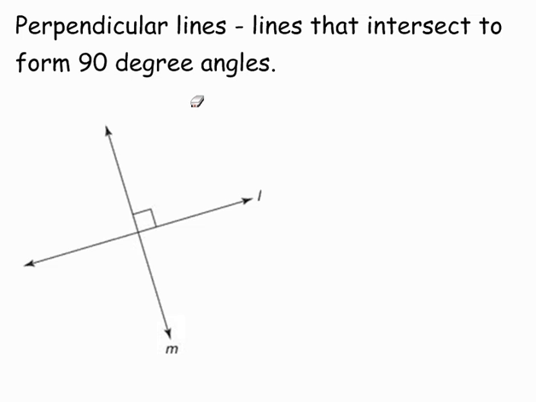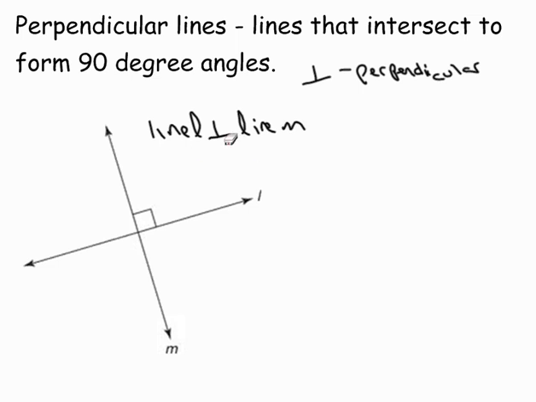And you should also be familiar with the symbol for perpendicular. The symbol for perpendicular is this one over here. So that symbol means perpendicular. So if I want to say line L is perpendicular to line M, I can just write line L, use my symbol, and then write line M. So line L is perpendicular to line M.